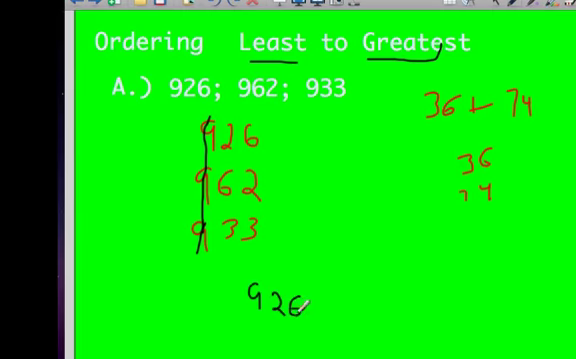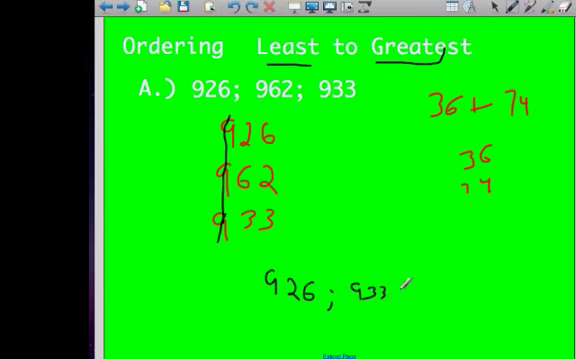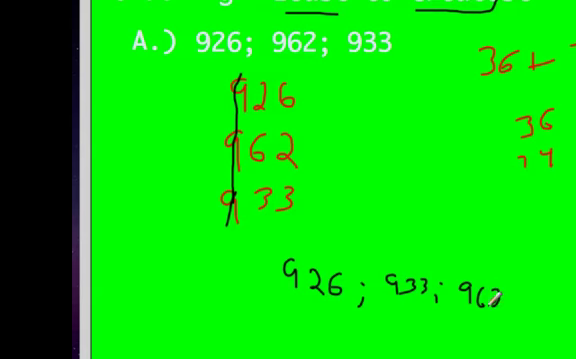And whenever we separate different sets of numbers, we use the semicolon. The reason for that, if we used a comma here, this number up here would look like a really big long number. It would just look like 926,962,933. And we want it to be 3 different numbers that we're comparing. The next number will be 933, and then it'll be 962.